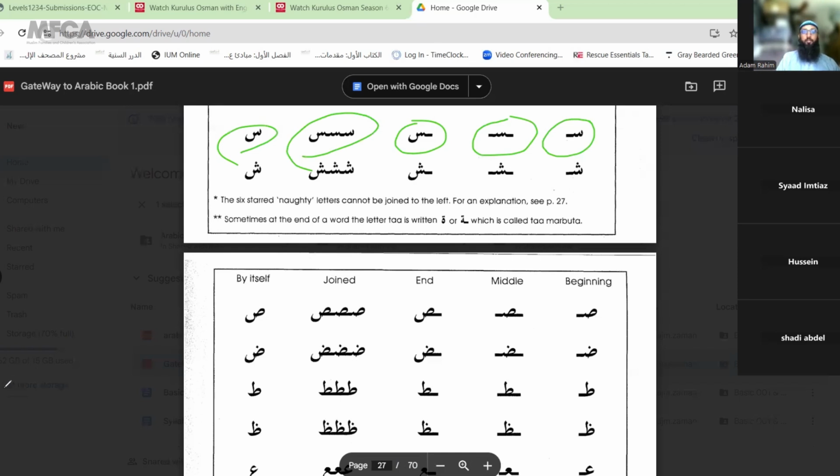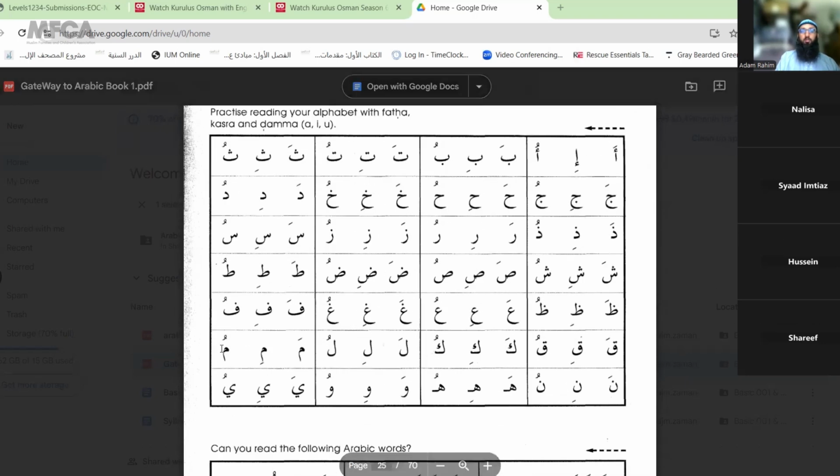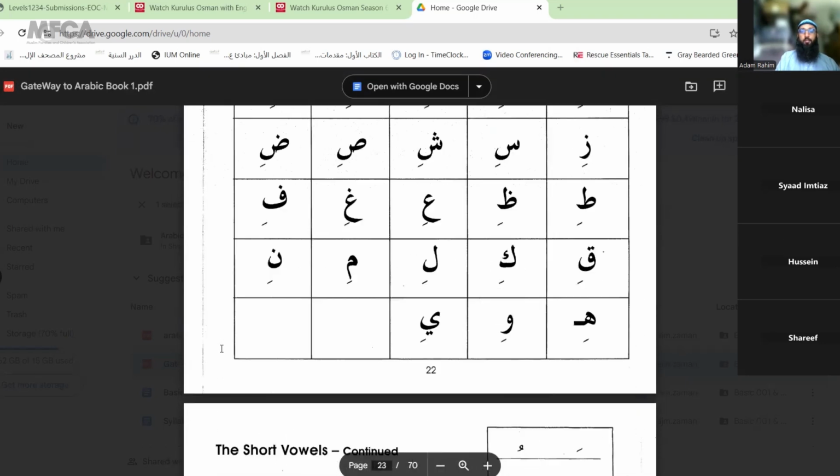Very good. So let's go back now and take a look at these letters with certain vowels, inshallah. We'll start off as usual with the short vowels.